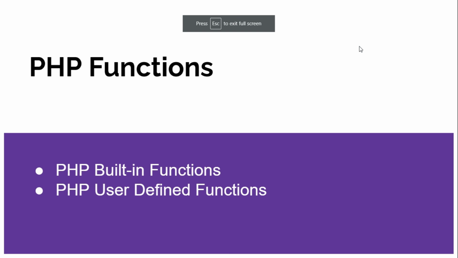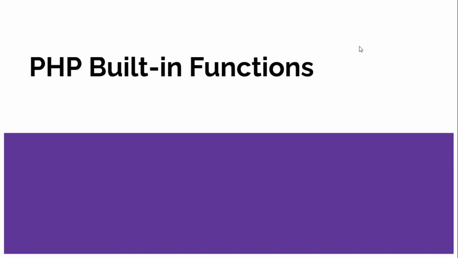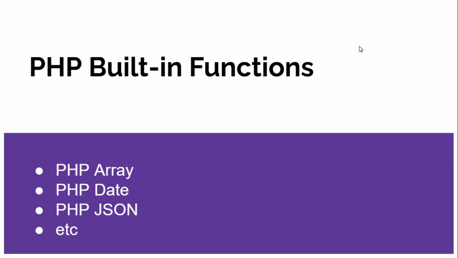Next, we will discuss what are functions. A function is a block of statement that can be used repeatedly in a program. It is categorized into one is a built-in function and other is a user-defined function. Few of the examples of built-in functions are PHP array, PHP date, JSON. So there are several kinds of built-in functions which are provided by PHP.